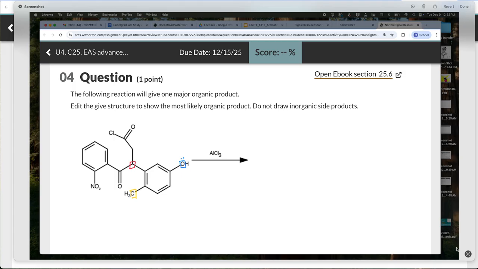Well, if my yellow is my activator, where does it direct? Para and ortho. Can it react there? Nope. So I'm going to ignore that spot. It can't react there because I don't have the hydrogen. Remember, we're doing a hydrogen substitution. We could look at the ortho position. Again, that wasn't useful. So the yellow would direct here.